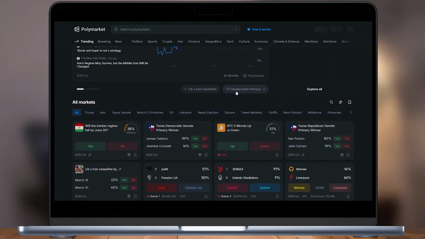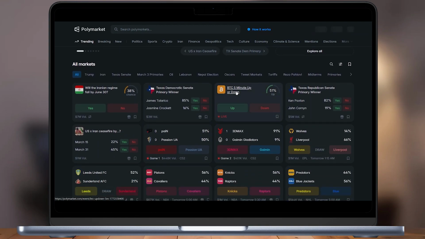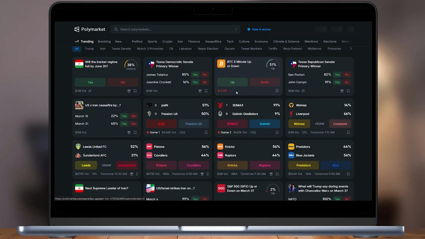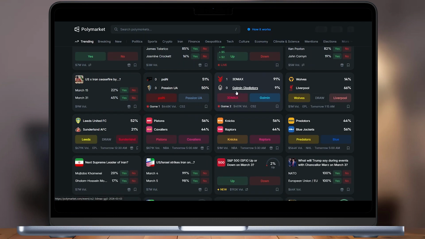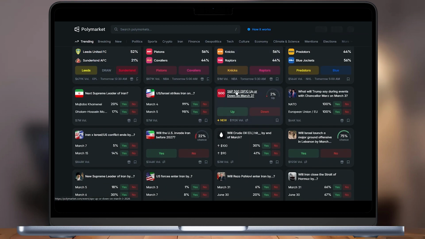First, open Google Chrome and go to the Polymarket website. Next, log into your account. Once you're inside, take a moment to familiarize yourself with the dashboard. Here, you can see active markets, your portfolio and account balance. Polymarket is a prediction market, so you will be betting on outcomes of real-world events.